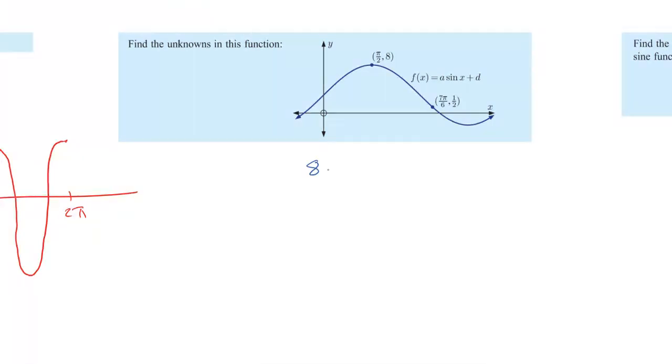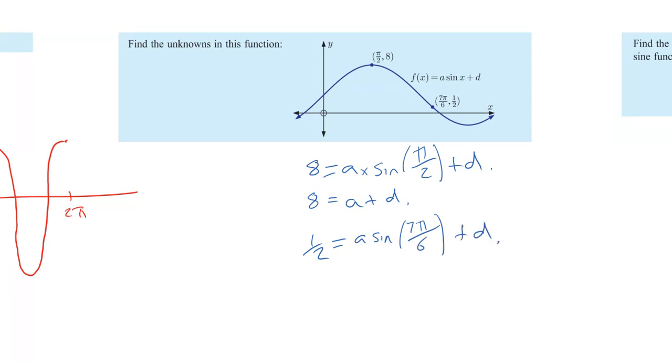So subbing that in, we could say 8 is equal to a times sine of pi over 2 plus d. And we should know from our unit circle that sine pi over 2 is just 1. So this can be reduced down to 8 equals a plus d. Now we can put the other point in as well and see what happens there. So I know that I get a half as my outcome if I substitute in 7 pi over 6.